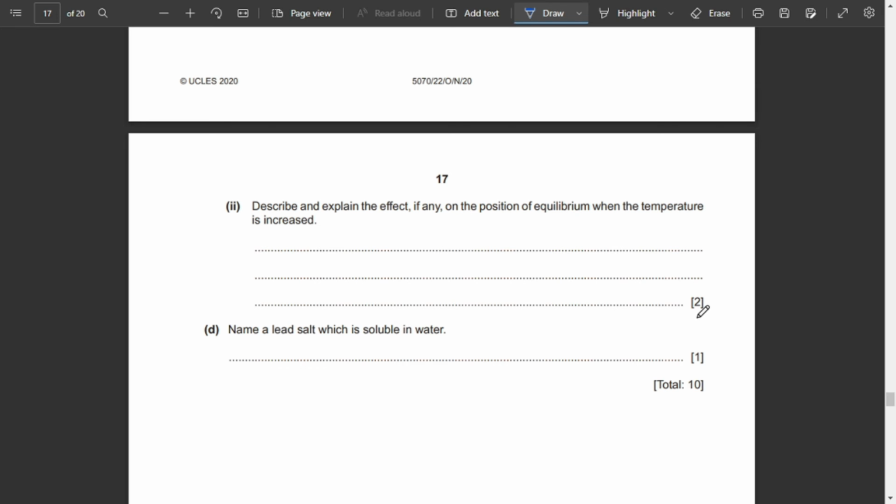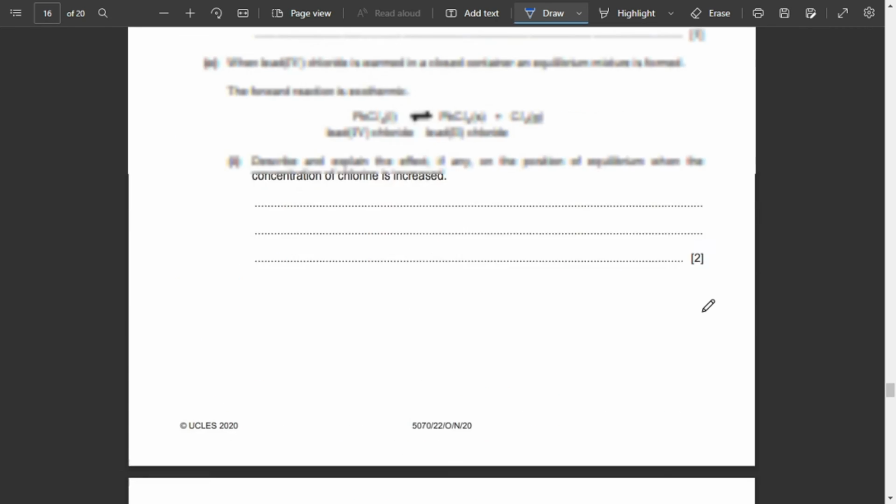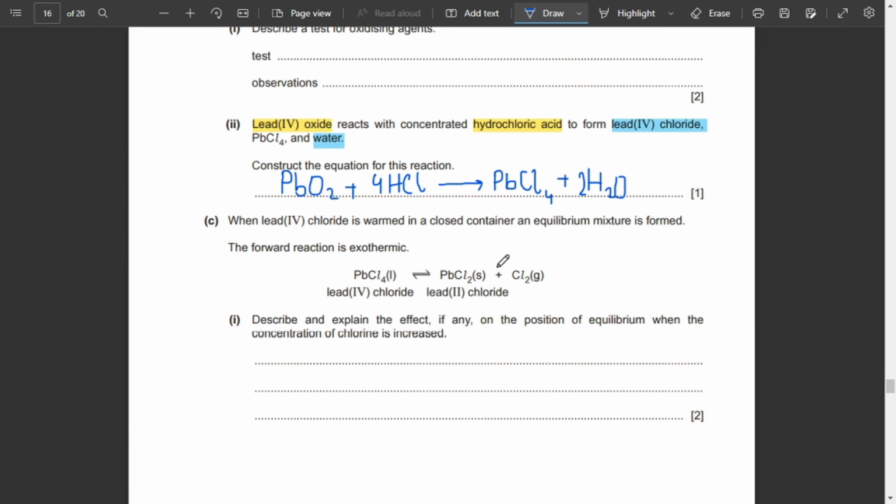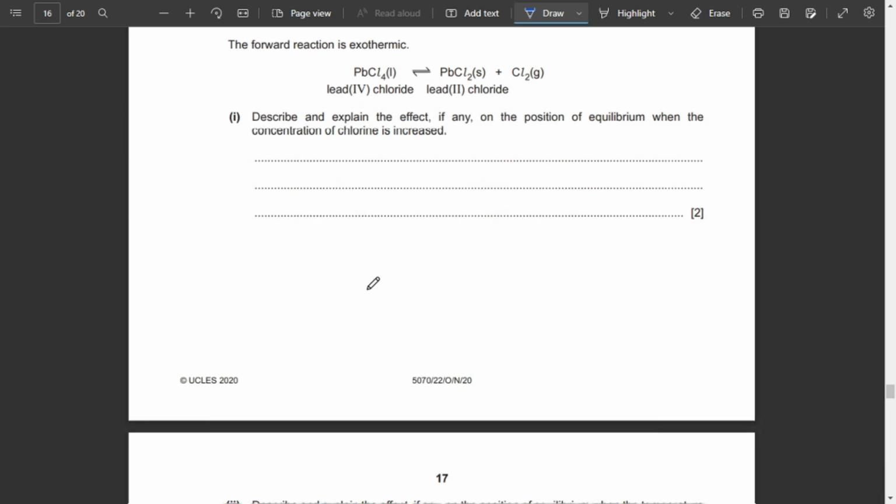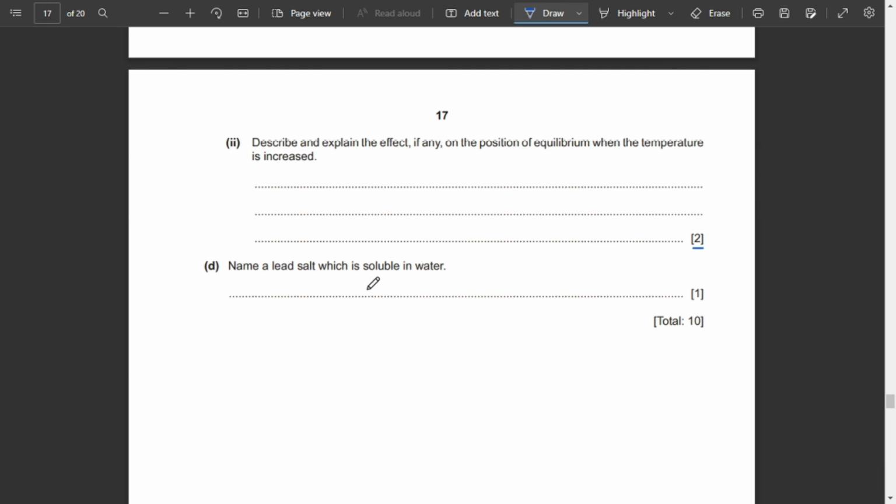I just realized that we can also mention it will move towards the endothermic side more, since the temperature rise promotes the endothermic reaction more. And the question says it is an exothermic forward reaction, so the backward reaction is automatically endothermic. Moving on to part D, that is the last part.